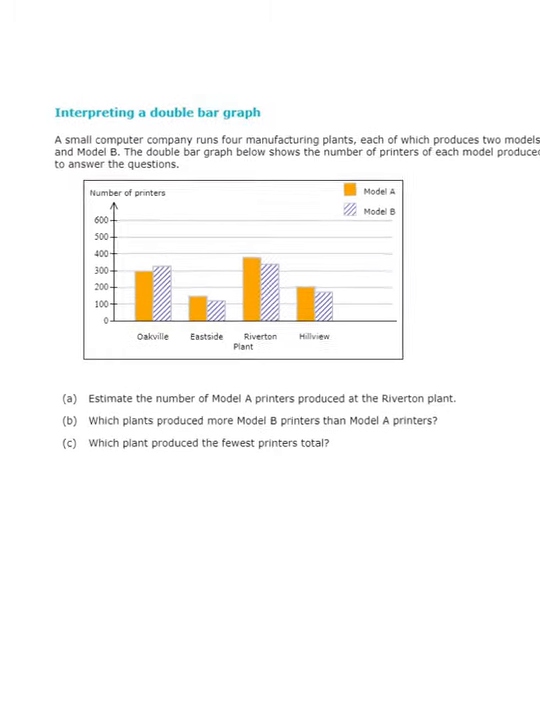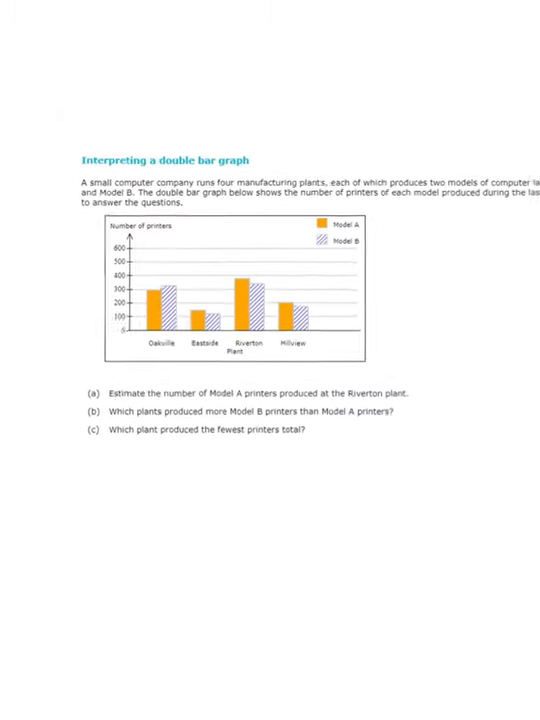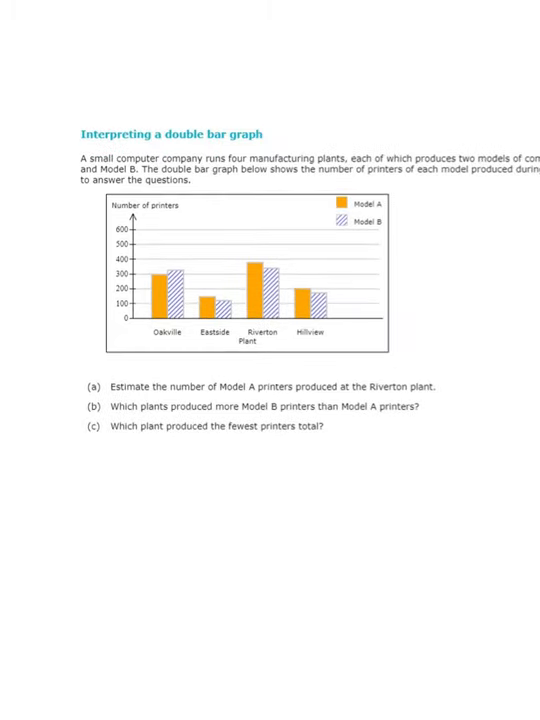So it says estimate the number of Model A printers produced at the Riverton plant. All right, so at Riverton. So here's Riverton. Model A is this gold bar. So I just kind of got to estimate how high is that gold bar. It's not quite to 400. You know, I could probably say 380, 390, and get credit for that.